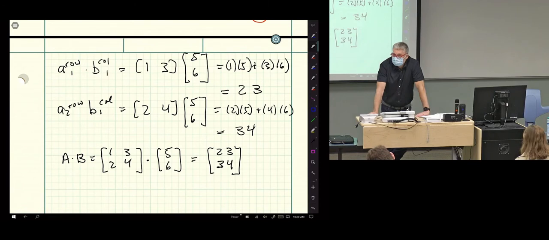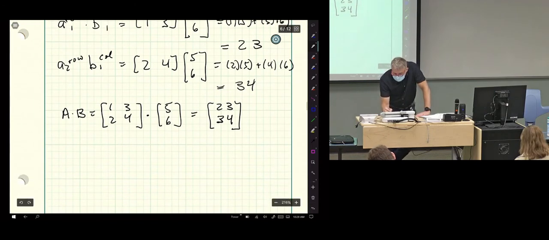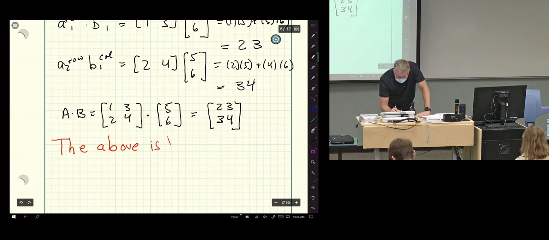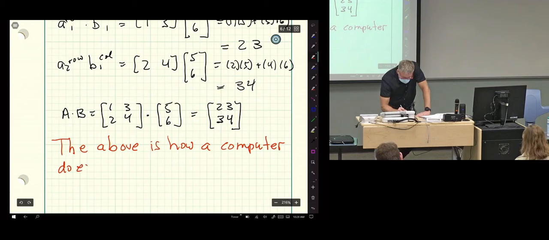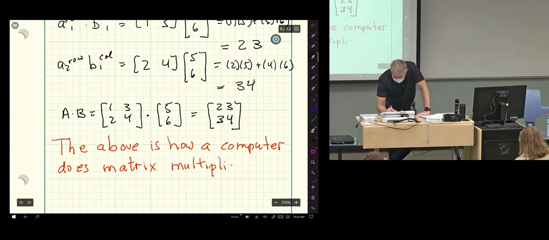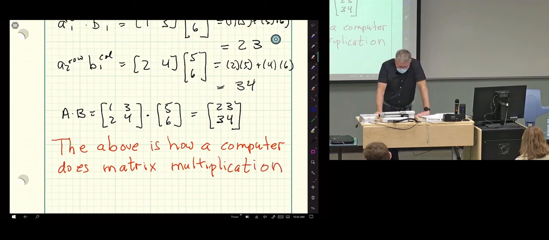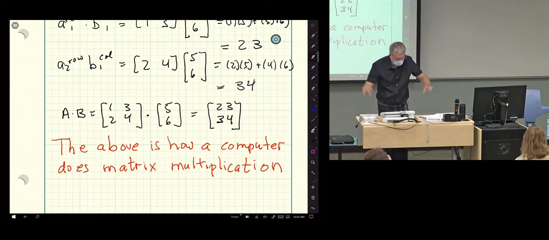Tedious enough for you? Yeah, okay. So the above is how a computer does matrix multiplication, okay? It's extremely mechanical. I'll give you the human view of that in just a second, but we'll see if there are questions on how the computer thinks about matrix multiplication.